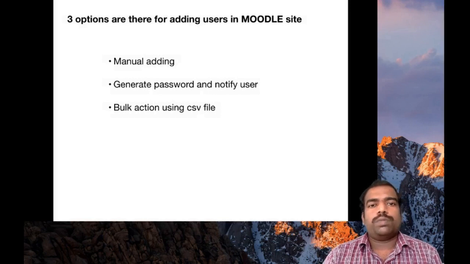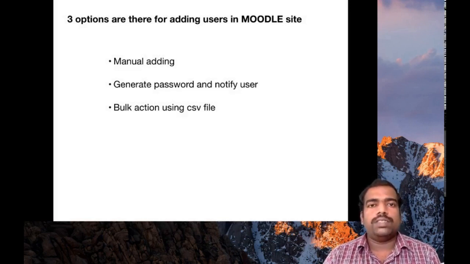So there are three options for adding users in Moodle site. First one, by manual adding, you can add users manually one by one. Second option, generate password and notify user. And the third option, bulk action process using CSV file. We will discuss all these options here. First, we will learn how to add user manually.